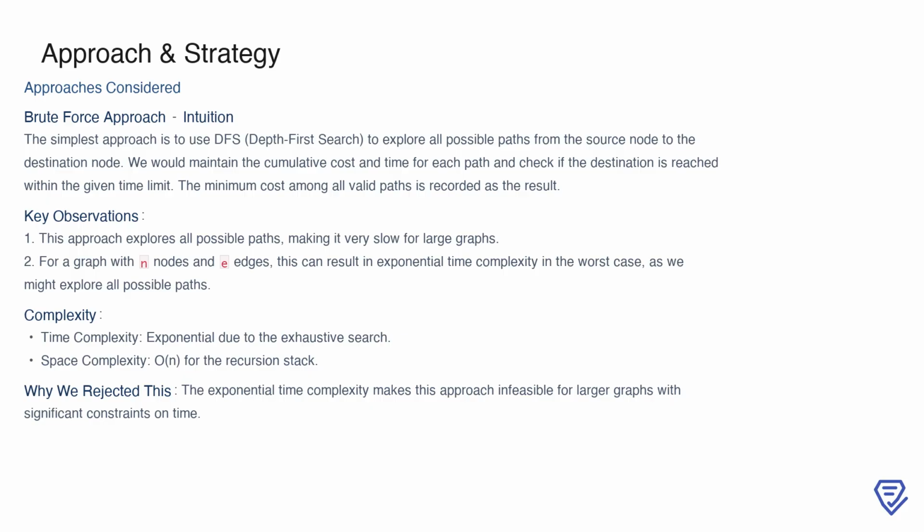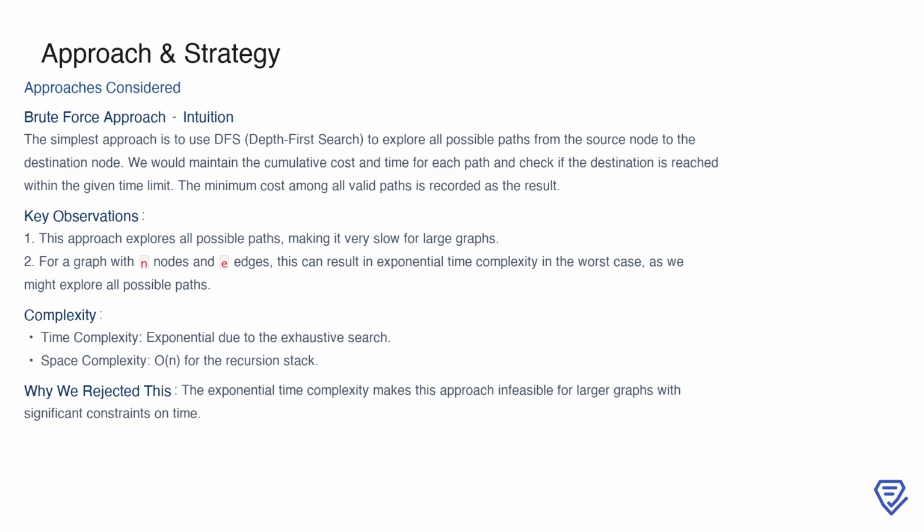To begin analyzing the problem, we first considered a brute force approach that uses depth-first search, or DFS. The intuition here is straightforward: explore all possible paths from the source node to the destination node. For each path, we keep track of the cumulative cost and time, and if we reach the destination within the allowed time limit, we record the cost. The result would be the minimum cost among all valid paths.